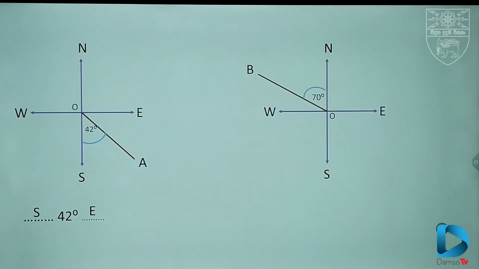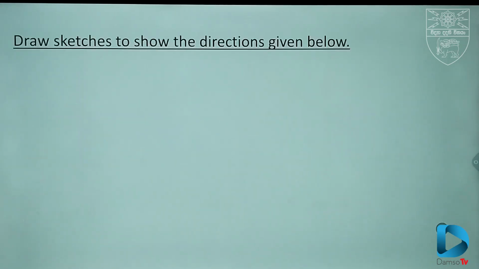Now look at this one. The location of B from O is 70 degrees west of north. How to write it? The first blank should be N, north. The second blank should be W. N 70 degrees W. Now let's move to the next part.